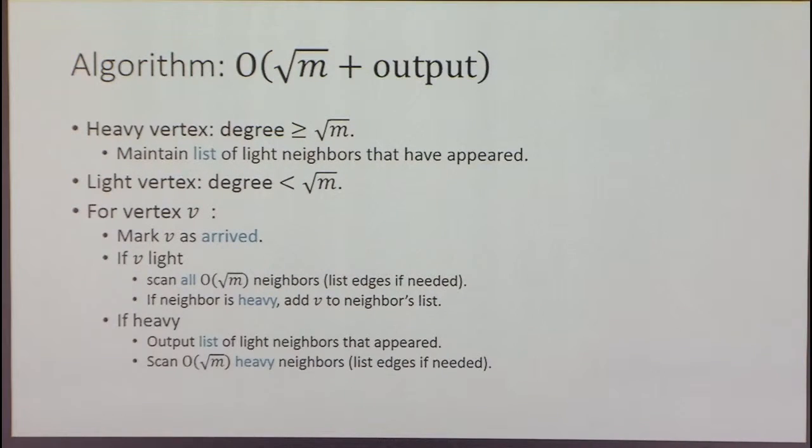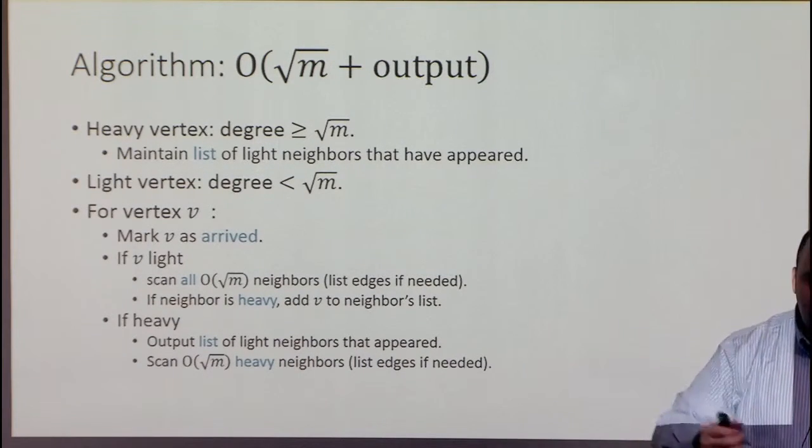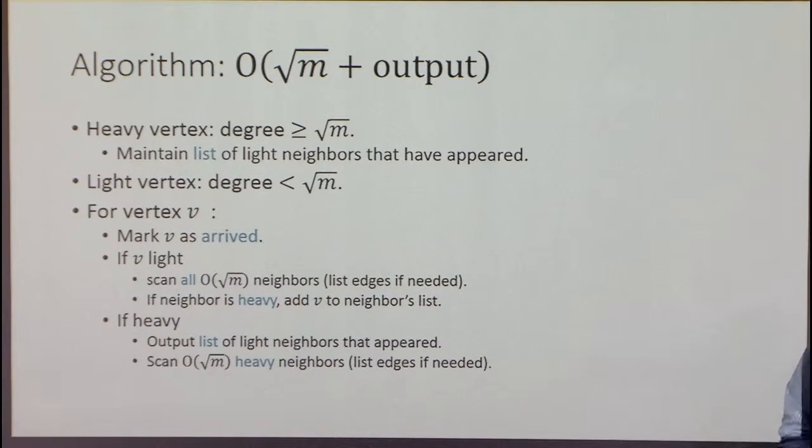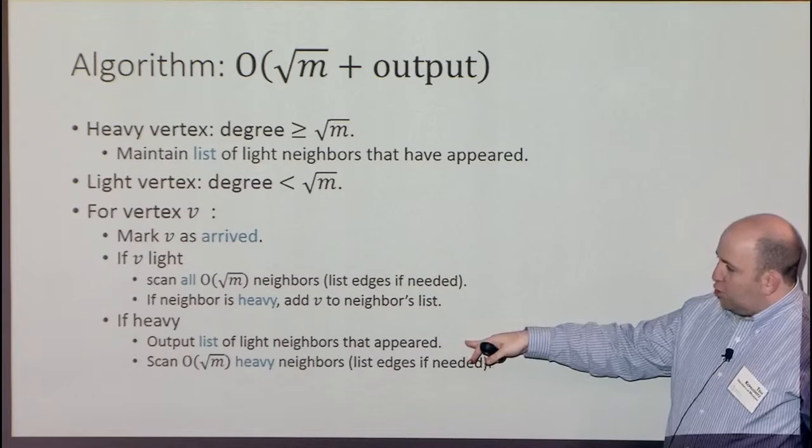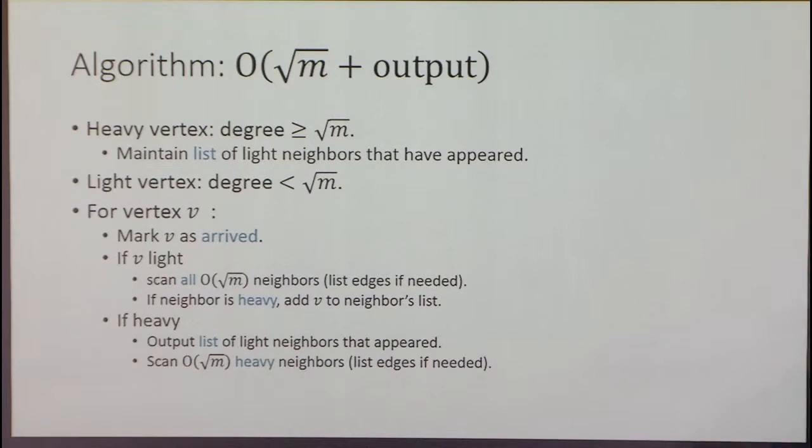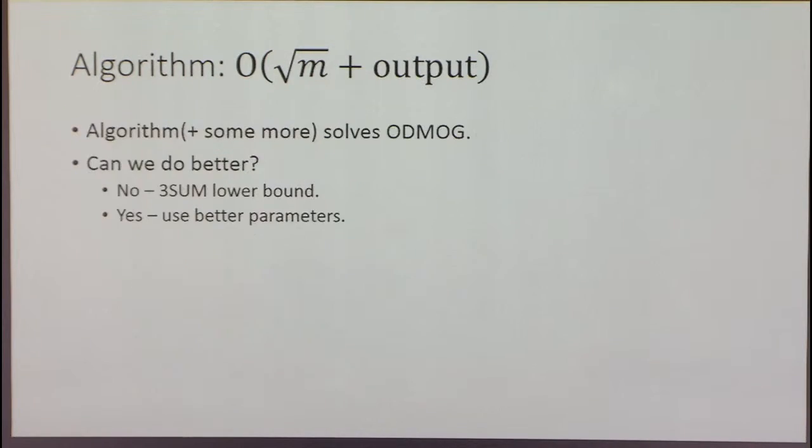If v is heavy, then we have this list of all the neighbors that have already appeared. We just output them. That's easy. And we also scan the at most square root of m heavy neighbors that v might have, since the number of heavy vertices is bounded by square root of m. You have at most m over square root of m heavy vertices in total in the graph. So the total runtime of this is just going to be a bunch of square root of m's and the size of the output, which might be really large because of this part over here. Simple algorithm, nothing too exciting about this.